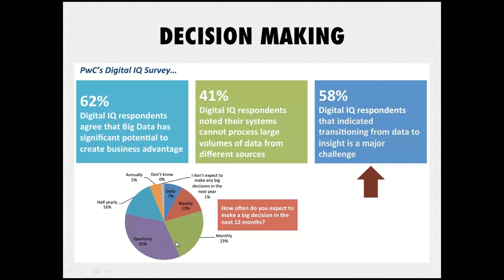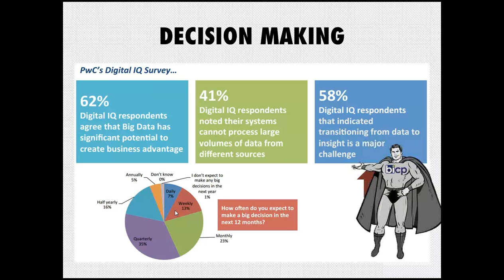Pointing to this pie chart, you can tell that only 7% and 13% of major decisions happen on a daily and weekly basis. If you're getting a report on a monthly or quarterly basis, some of those decisions might come too late. What helps with these dashboards and tools we're going to talk about is that they allow you to make decisions faster and quicker. We really want to highlight that BICP is here to help. We're here to save the day, and we want to show you how we can take these huge data sets and turn them into something of value.